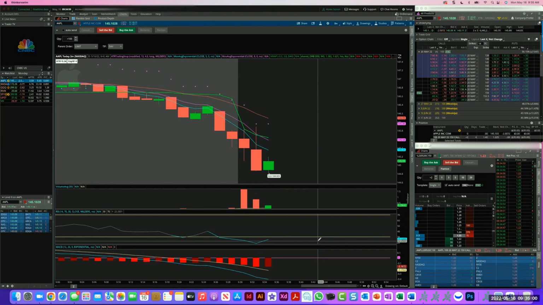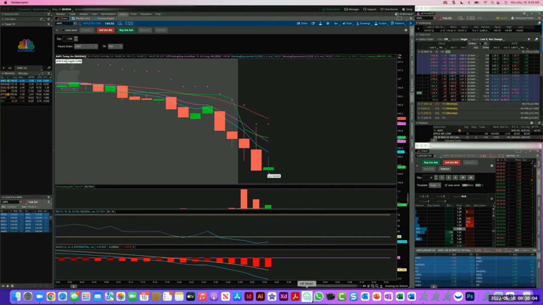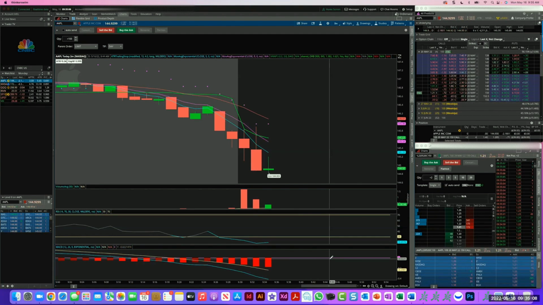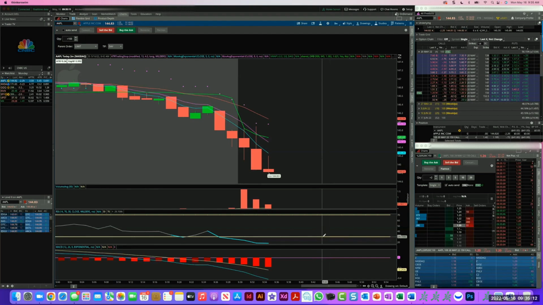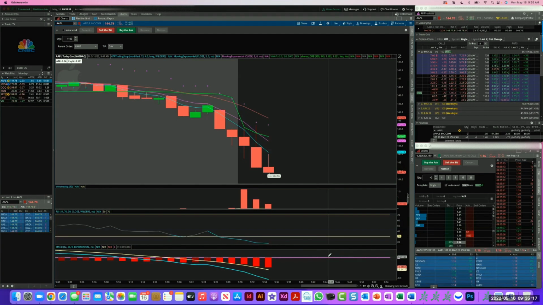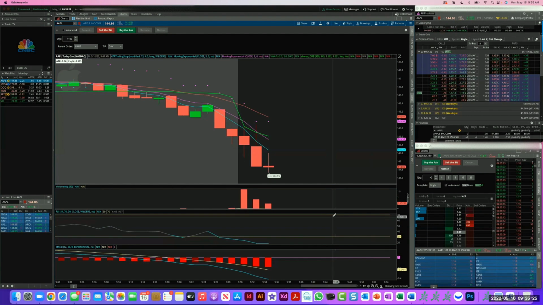Now I've noticed you have that line there at 50 in the RSI. Is that a line that you put in? Because I usually put that line in on my RSI. No, this line here. Yeah, no, that was there, put there automatically by the application.